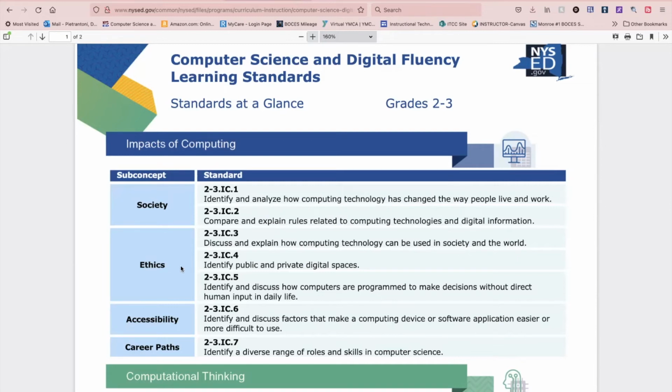So this one, standard 3, discuss and explain how computing technology can be used in society and the world. That could be a whole group conversation. It could be a table conversation. It could be a journal entry, written or typed. It could be an elbow partner discussion and then pulled back into the whole group. It's something that is easy to do and can be pulled into many conversations you have with your learners.